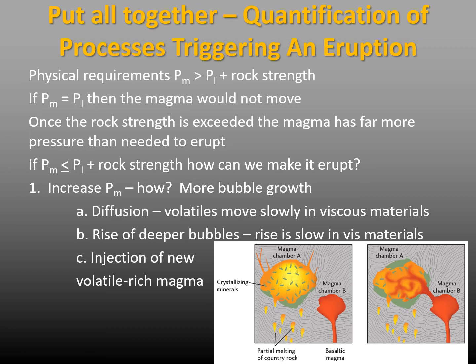Sometimes magmas can mix. You can have a volatile rich magma come in from somewhere else and inject some more volatiles into your magma chamber. That can increase the bubbles and make it rise. So in these 3 cases, we're trying to get the bubbles to grow, make the density of the lava less, and give it more pressure to rise upward.